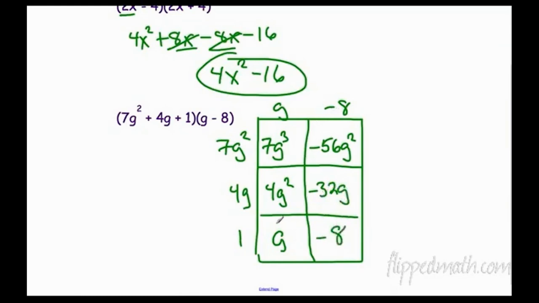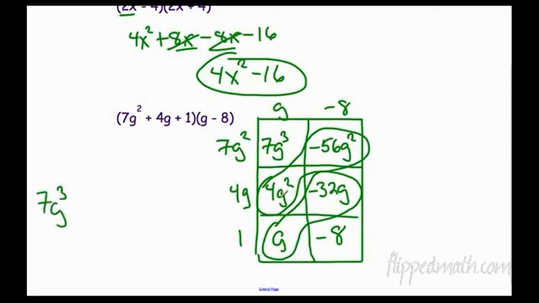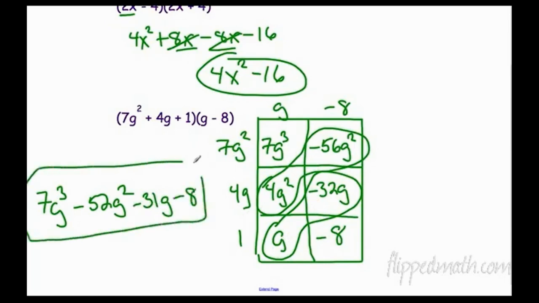Remember, nice thing about these tables, like terms are easy to spot. So, highest power goes first, 7g to the third. 4g squareds minus 56g squareds is negative 52g squareds. G minus 32g is negative 31g. And minus 8. All right? So there you have it.